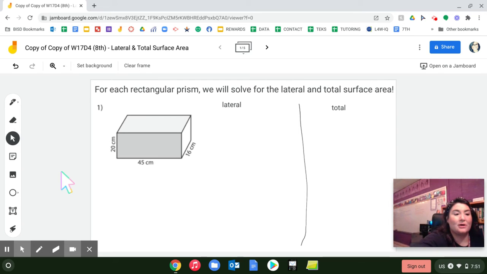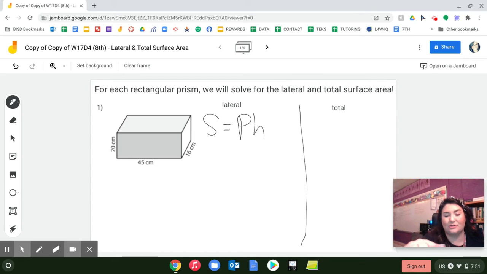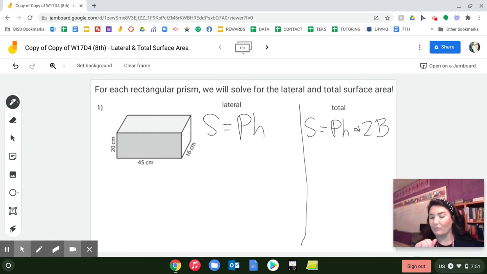So the formula for lateral surface area is surface area equals capital PH. For total surface area, it's capital PH plus 2 capital B. So if you notice, these formulas are similar. They both have a capital PH, which stands for perimeter of the base times height.